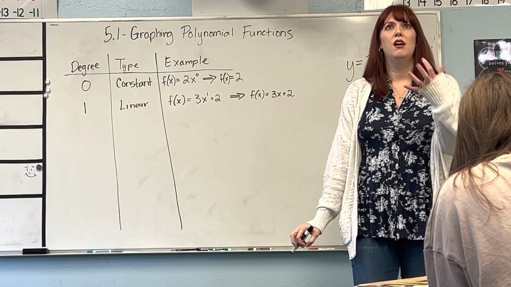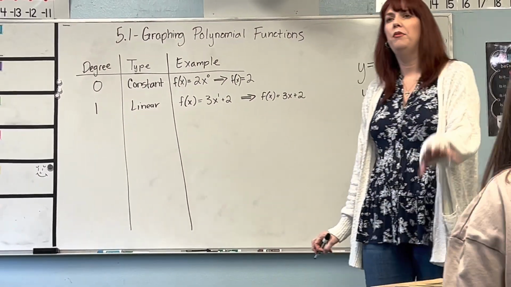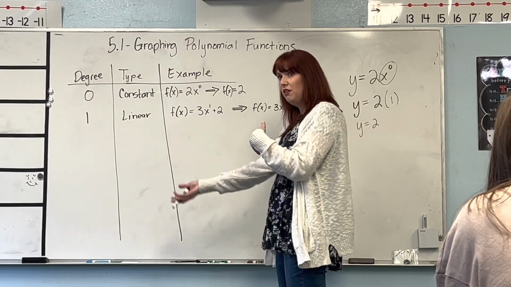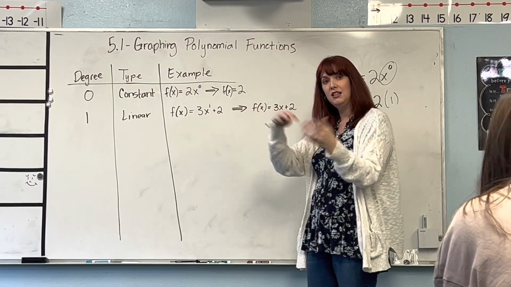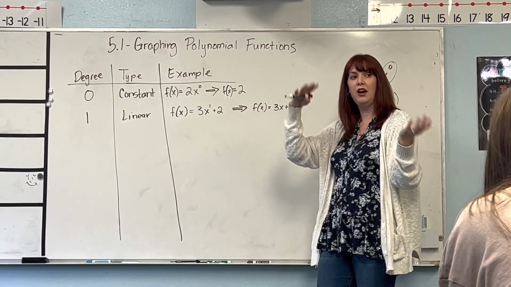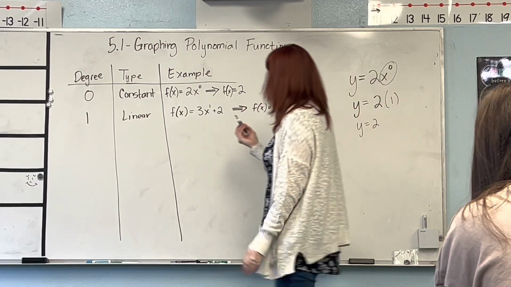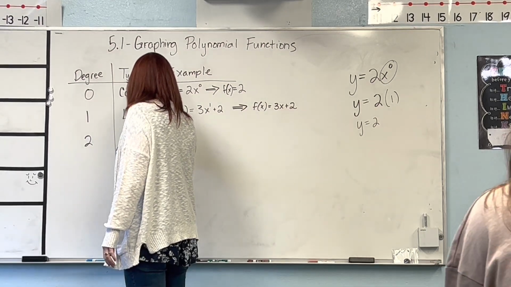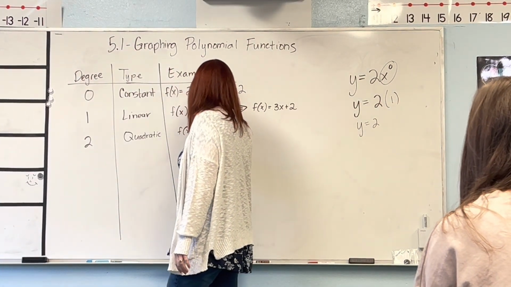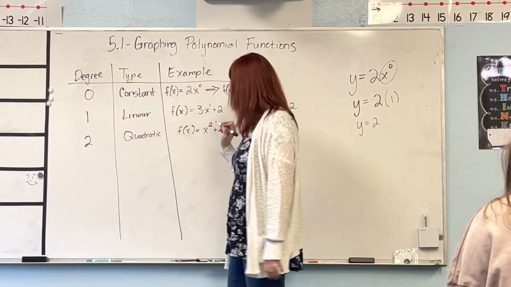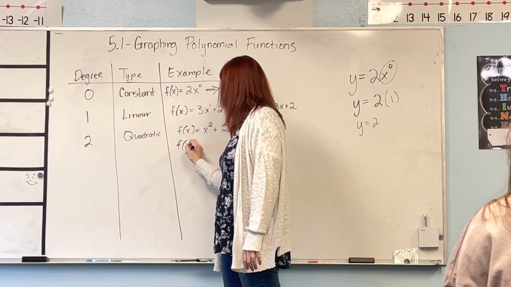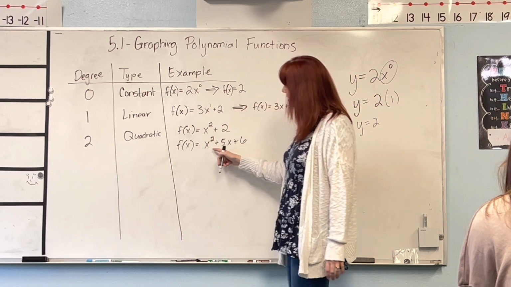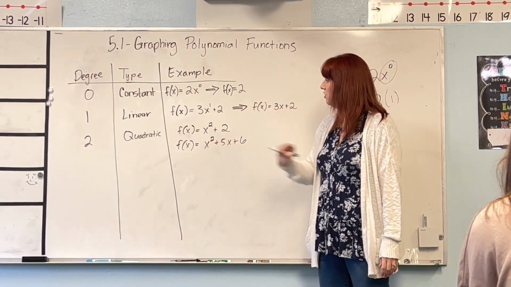Your polynomial is always defined by the highest power of x. So you can have an x squared function that also has just a plain old x in it, but it's defined by the highest power. So if the highest degree is 2, you have a quadratic. For example, you could have something like this as a quadratic. That's still a quadratic because the highest degree is 2.